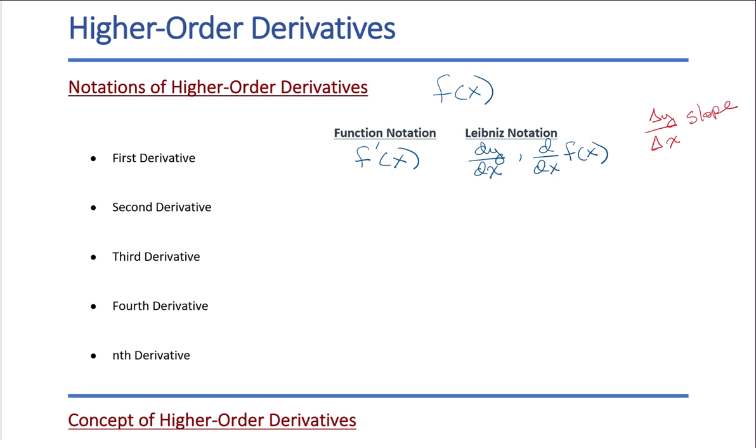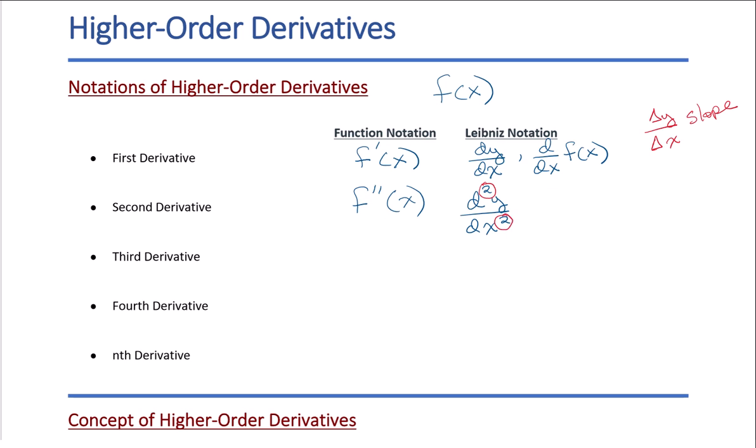Now, for our second derivative, we would use two apostrophes, or we can say f double prime of x. But notice what happens in the Leibniz notation. We would have d squared of y over d of x squared. So notice in the Leibniz notation, the d has the square to it, noting the second derivative, but it's the x that is squared because it's with respect to x squared.